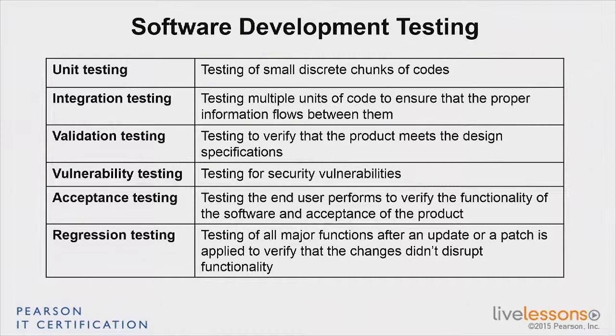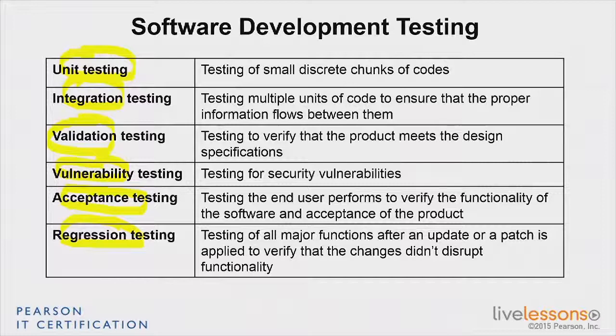Regardless of model or approach, it's absolutely essential that software be tested. So as a security professional, it's critical that you know the different types of testing that can be applied during the software development process and even post-production and post-release. So we have 6 types of testing we're going to go through. We have unit, integration, validation, vulnerability, acceptance, and regression. For your examination, I want to make sure that you're familiar with all 6 of these.